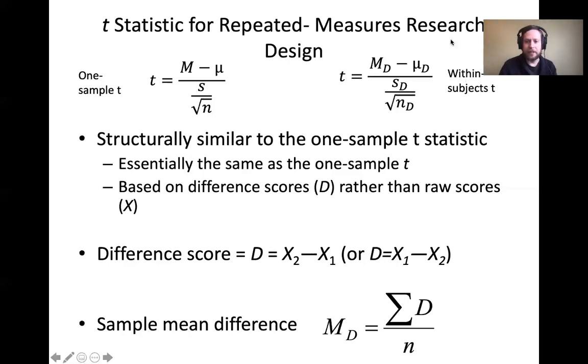For the within subjects t-test or the repeated measures t-test, also known as the paired samples t-test, three different names for this one test, these Ds are important. These Ds stand for difference scores. And you use this t when you have a single factor with two levels, and it's a within subjects factor. Within subjects means that for each participant, they give you a score for condition 1, and they also give you a score for condition 2. That's within subjects t-test, which involves difference scores.